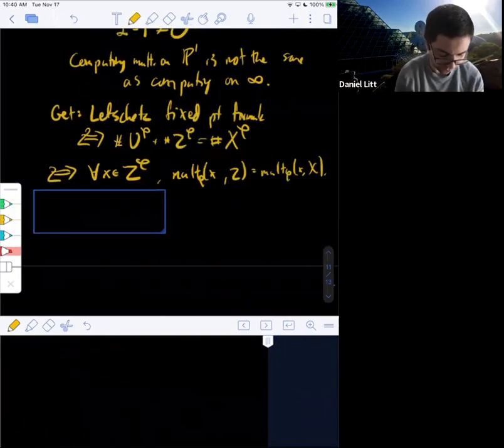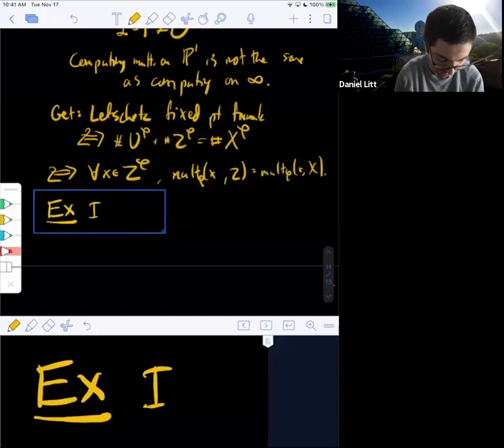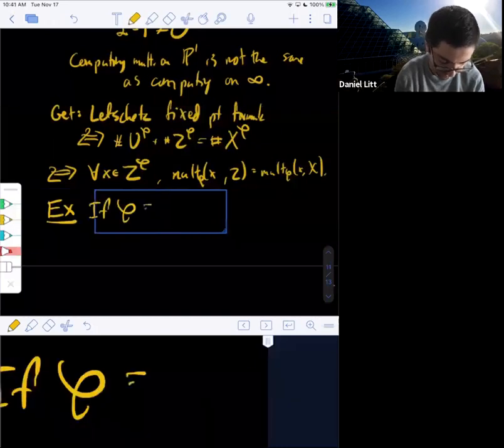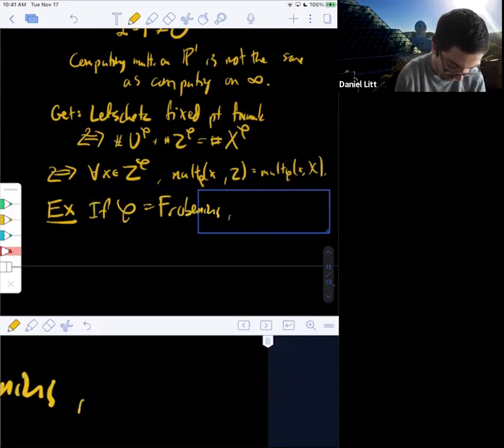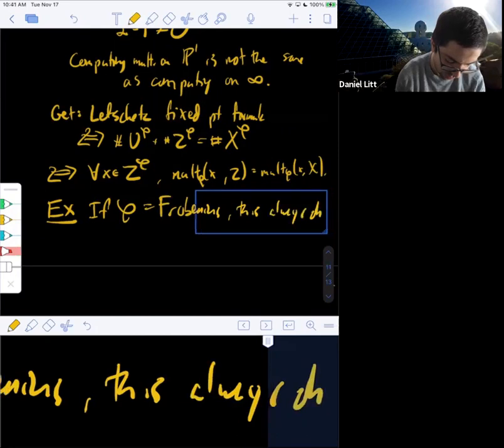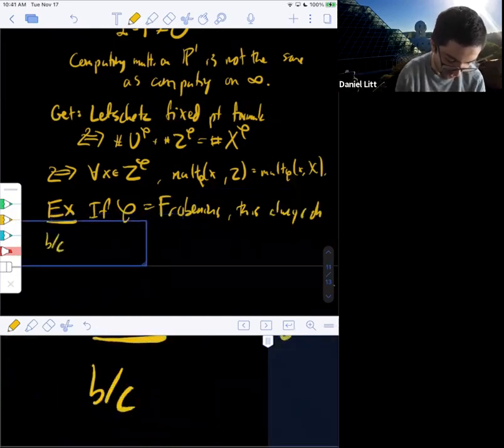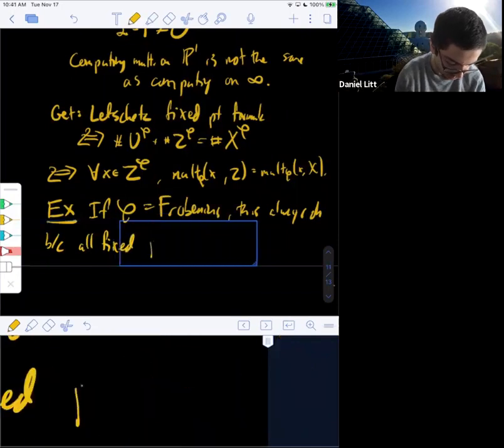Great. Okay, so an example where this happens is if phi is Frobenius. This is always okay because all fixed points have multiplicity 1.